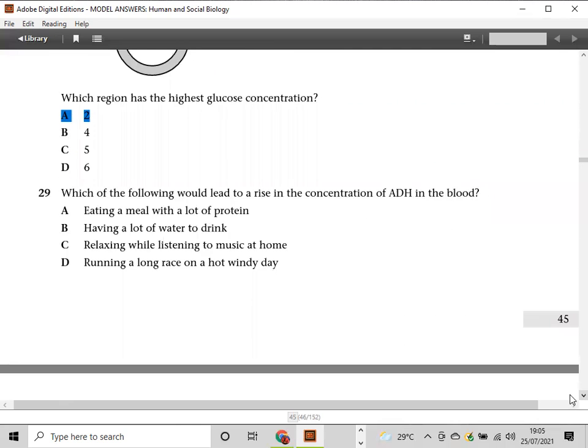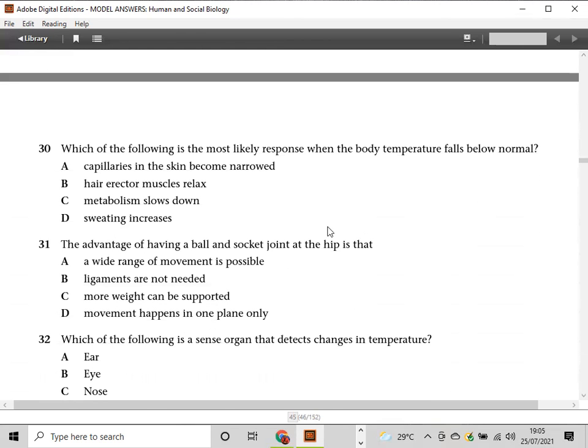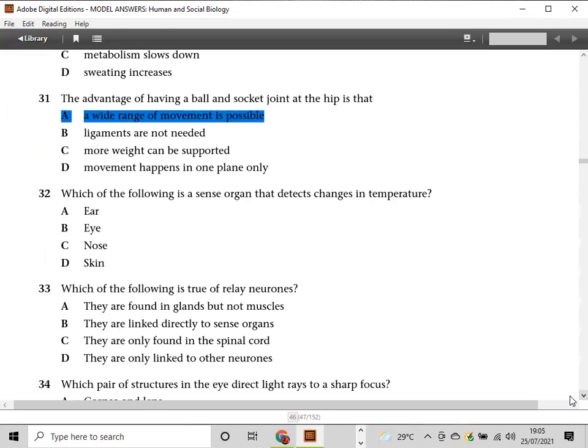29 is running a long distance on a hot windy day. So 29 is D. I really want to finish, guys. I don't care about minutes. I just want you guys to get it clear. 30, the patient following is most likely blood pressure abnormal, and that is A. 31 is also A. And 32, I'm going to carry 32. I'm reading fast now, guys. I read a bit fast.